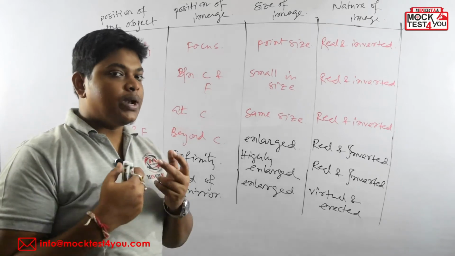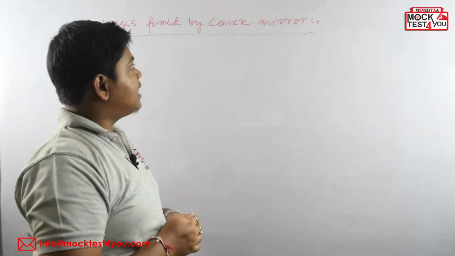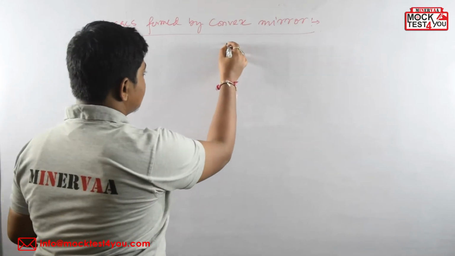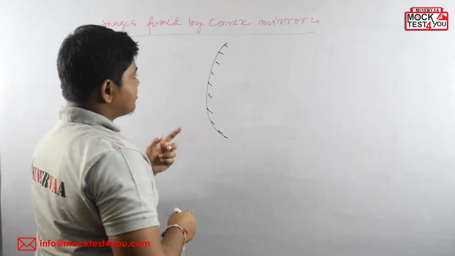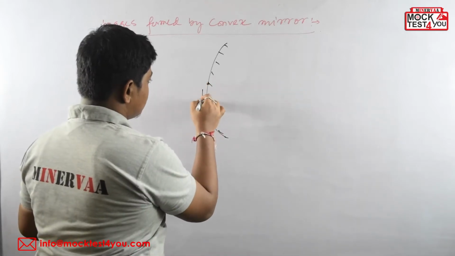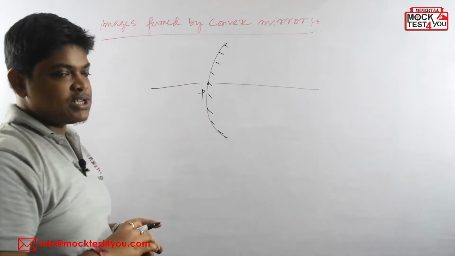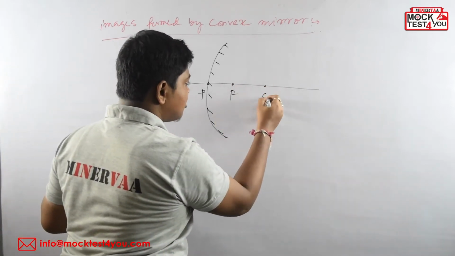We will draw ray diagrams for the case of the convex mirror. Now we are just starting the topic of the images formed by the convex mirror. For the case of the convex mirror, at first we will draw the diagram of that. We know this should be the pole, and through that if we pass a straight line, it should be the principal axis. So this is the focus, and that should be the center of curvature.